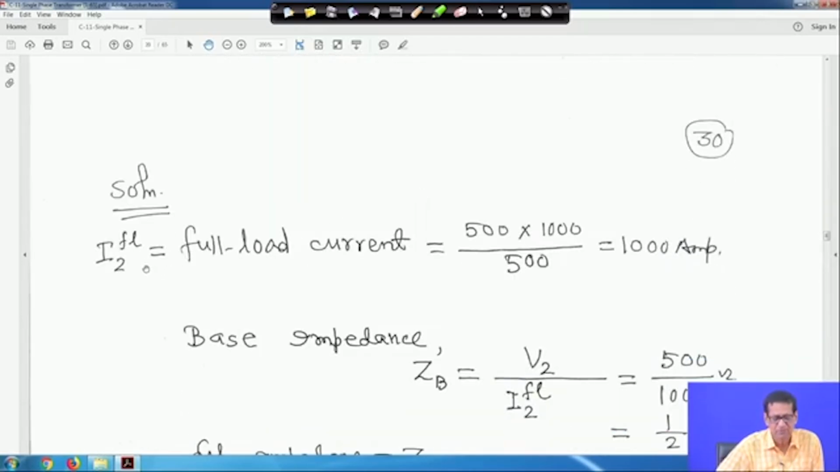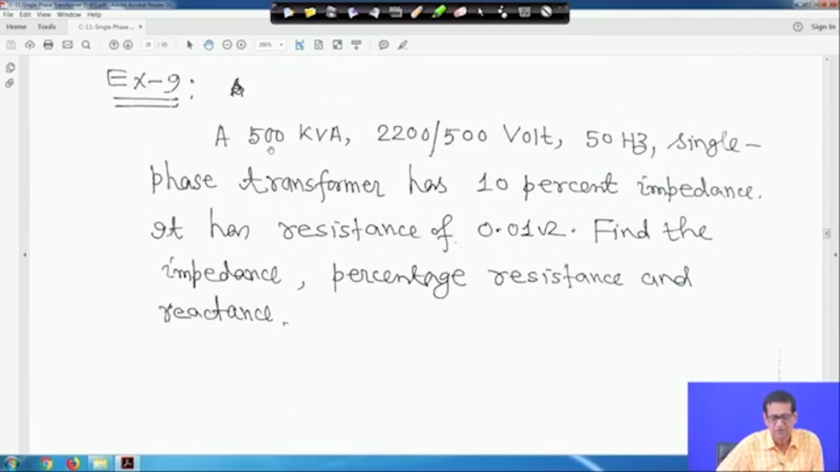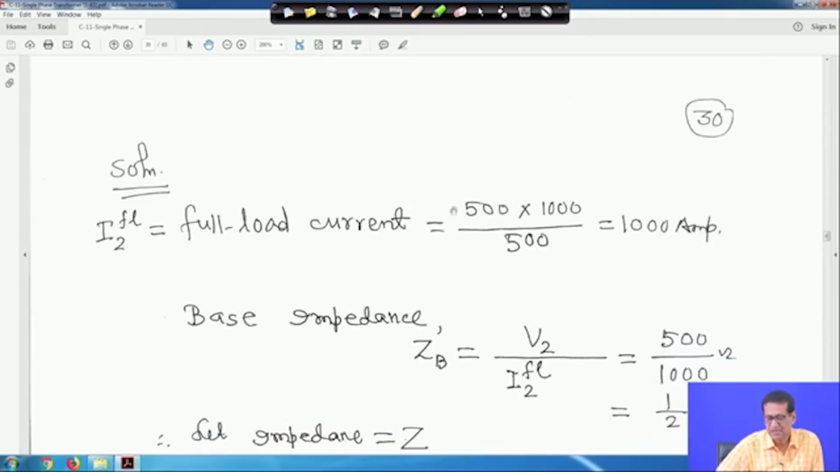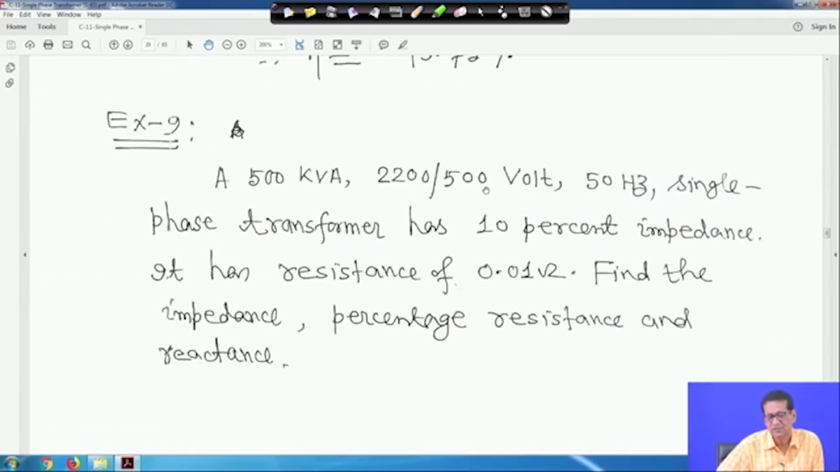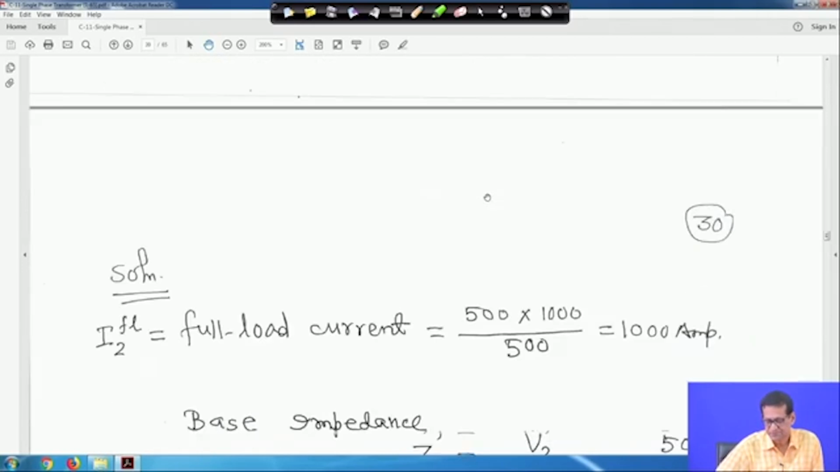First you find the full load current, because this is the full load kVA, 500 kVA, the rated kVA. So this is 500 into 1000 volt ampere, divided by 500 volt, the low voltage side. This is the full load current at the low voltage side, because it is 500 volt on the low voltage side.